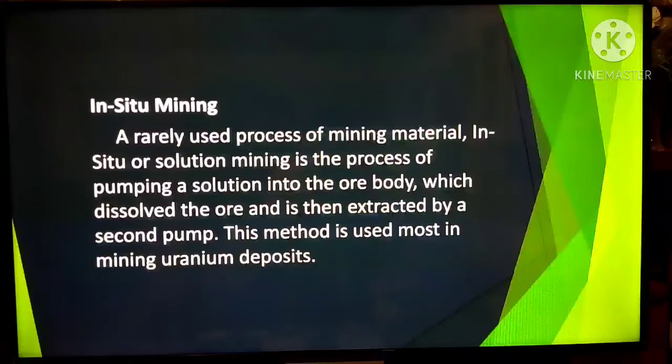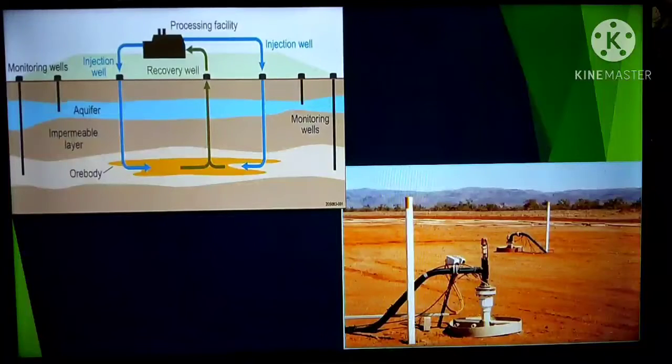And one example of it is the sulfuric acid that is generally used when in situ mining for copper. And this is how the in situ mining is done. Using the diagram in the upper left, in the processing facility, they inject solution into the injection well and then it goes to the ore body.